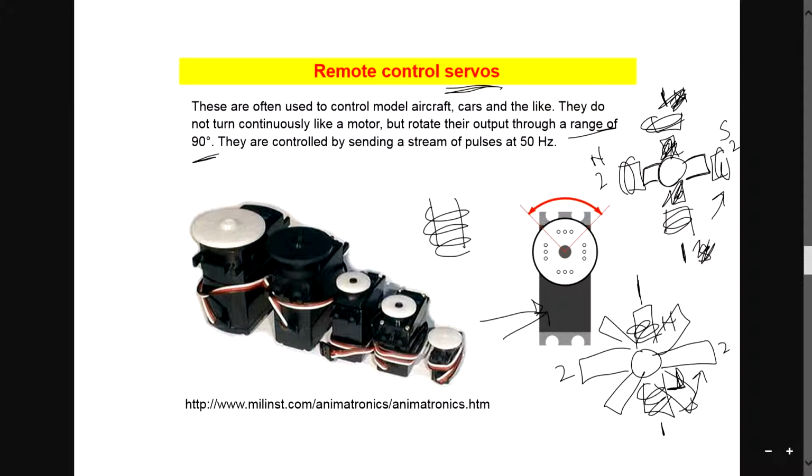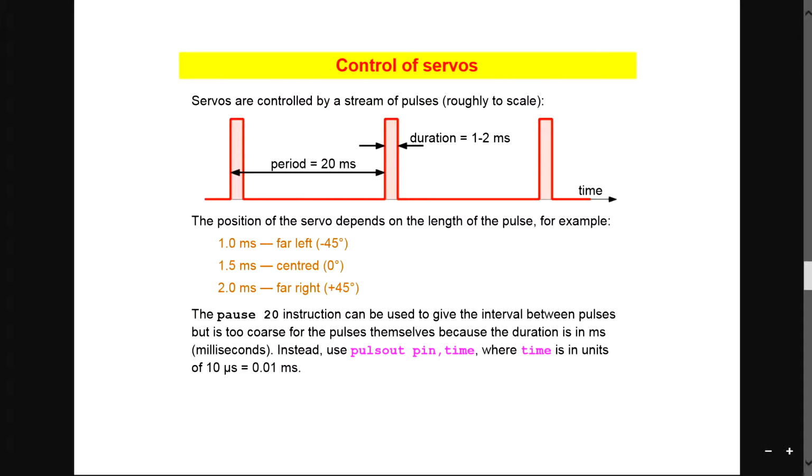They are controlled by a stream of pulses at 50 Hz. So the servo itself is controlled by 50 Hz, and how it works is by all the things I've been talking about. Similarly to the previous pulse width modulation, your servo is also controlled by a stream of pulses. For 1 millisecond it turns to far left, for 1.5 milliseconds it turns to center, and then for 2 milliseconds it turns to far right.